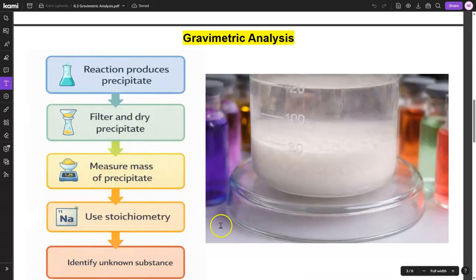So the gravimetric analysis process involves reacting, and you'll get a precipitate. So it'll look cloudy, kind of like what you see in this image on the right. Now the precipitate, the solid that forms, can be filtered out. So we'll pour it into filter paper, and we'll be left with kind of like a gunk on the filter paper, and we'll dry the filter paper to get off all of the excess liquid. We'll then measure the mass. So once it's stuck to the filter paper, we can get the mass of that solid, and we will use stoichiometry to identify the unknown substance.